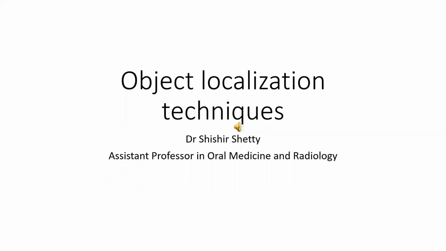Hello everybody. So today we'll have a brief discussion about object localization technique. Now this term means to find out the exact location of an impacted tooth or a foreign body or any of the objects which you have discovered radiographically. You have seen it radiographically and you want to make sure that it is in the buccal side or the palatal side, close to the root apex, close to the neurovascular bundle or something like that. So that is the whole idea of object localization.